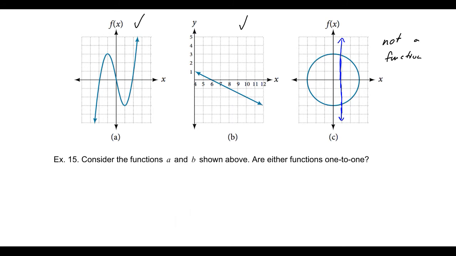Consider these functions shown above. We have that A and B are functions. Are these one-to-one? Now this actually brings up something called the horizontal line test. Because drawing a vertical line tells us that every x has a unique output, or every input has a unique output. If we want to know if every output has a unique input, we can cross horizontally instead of vertically.